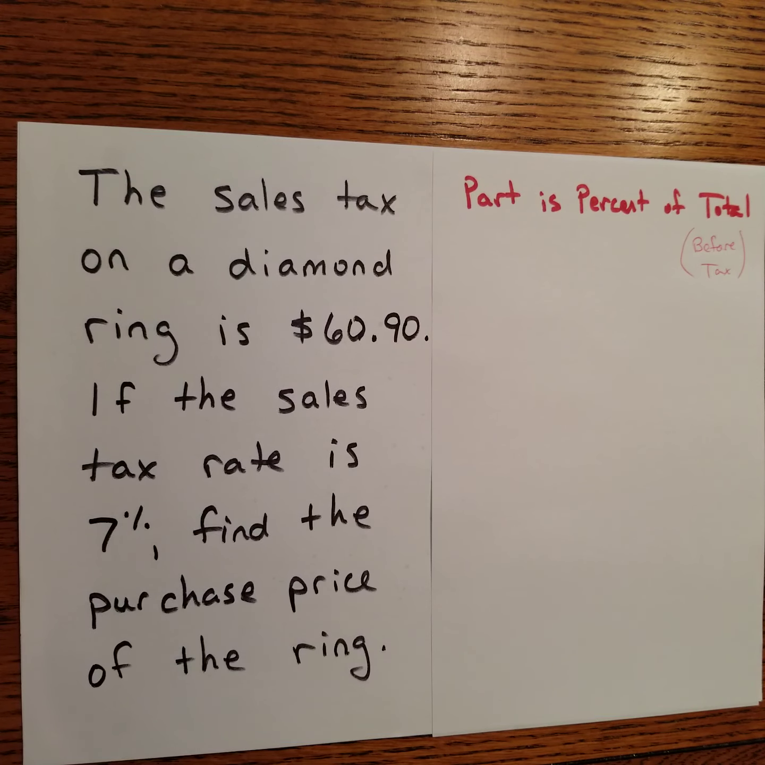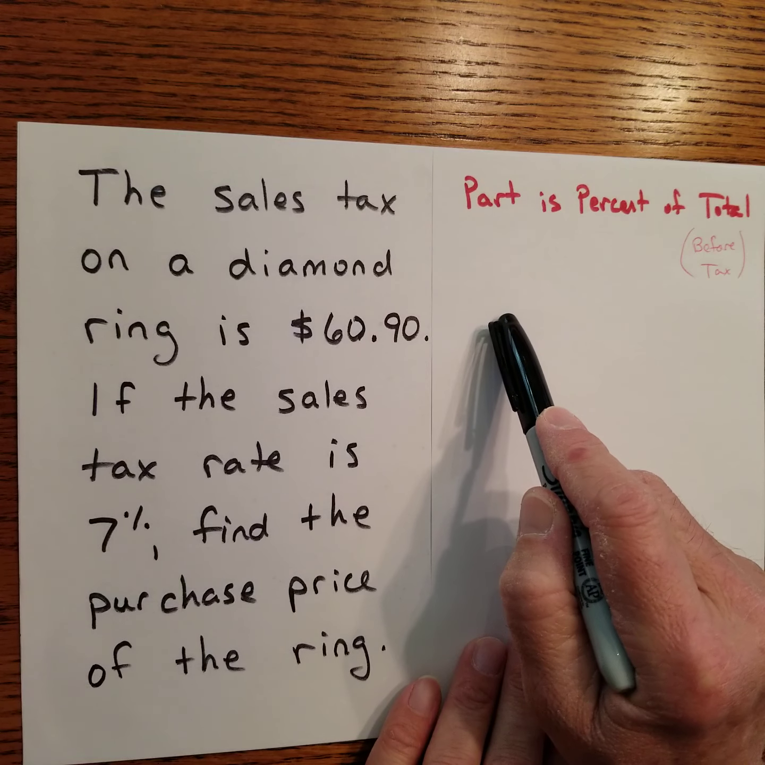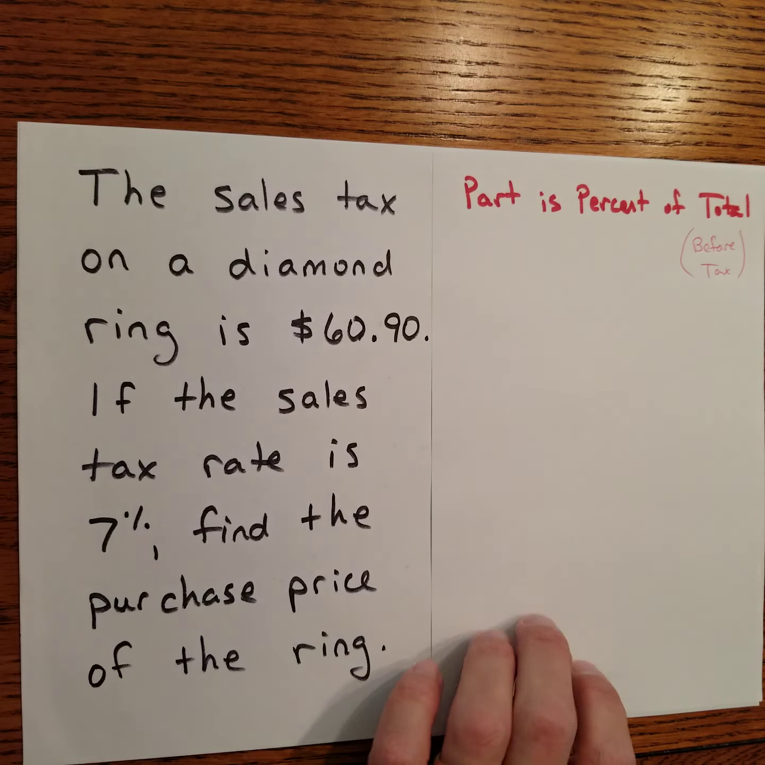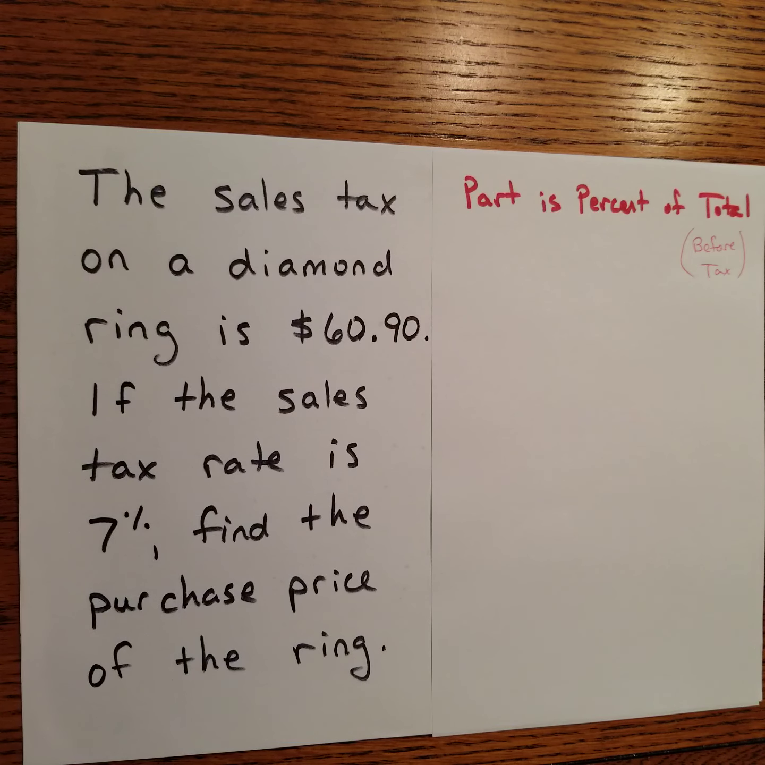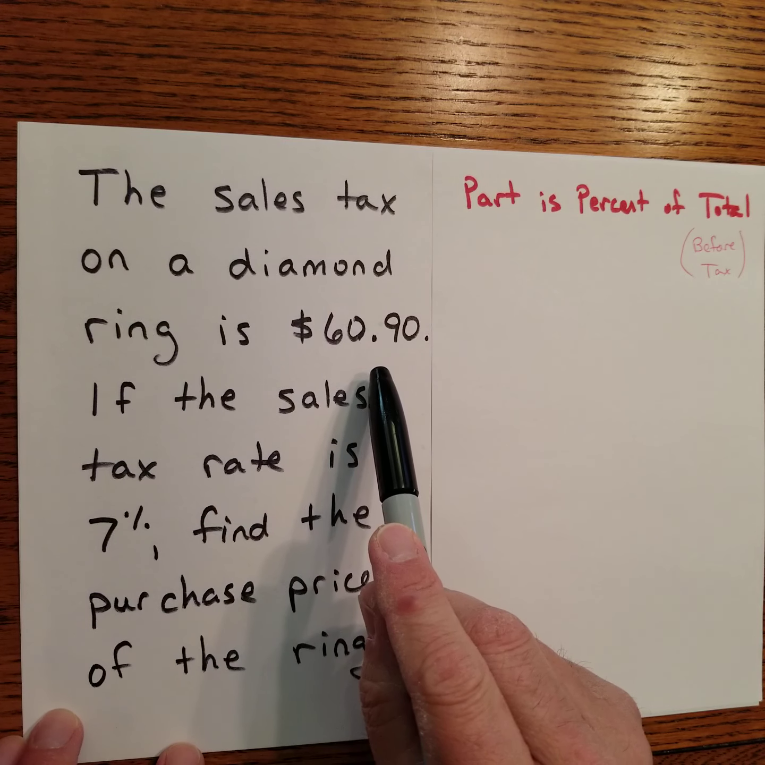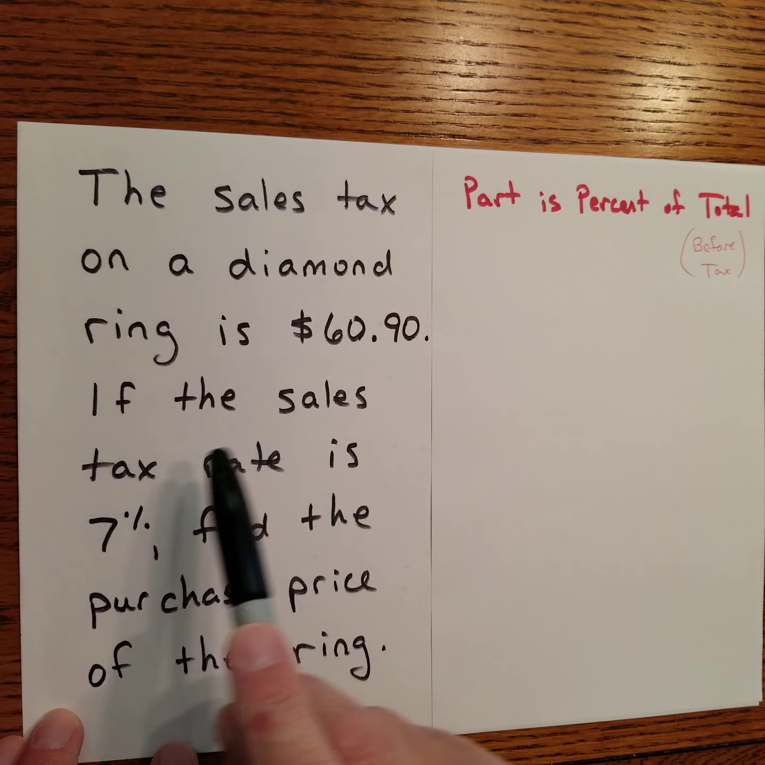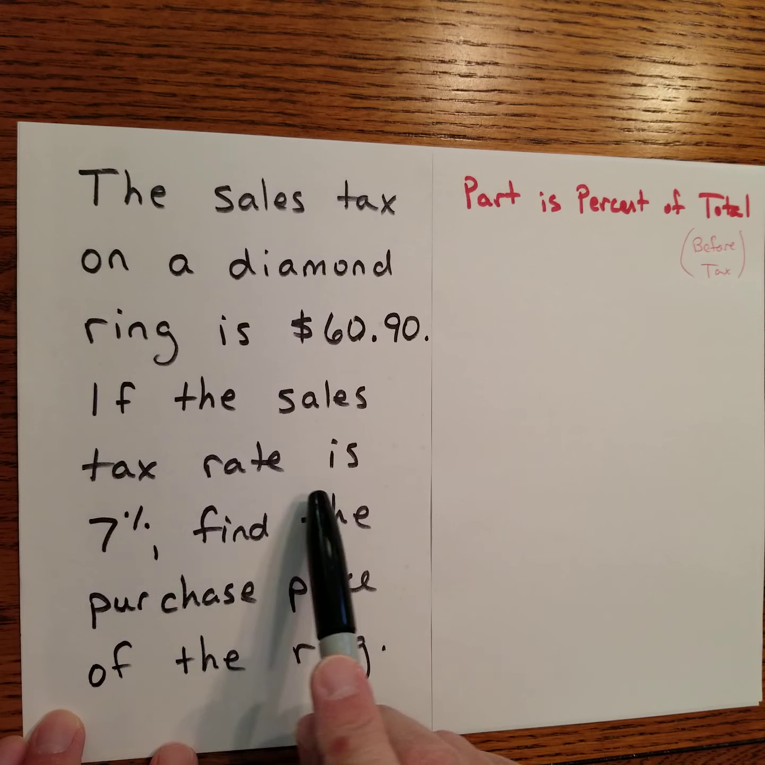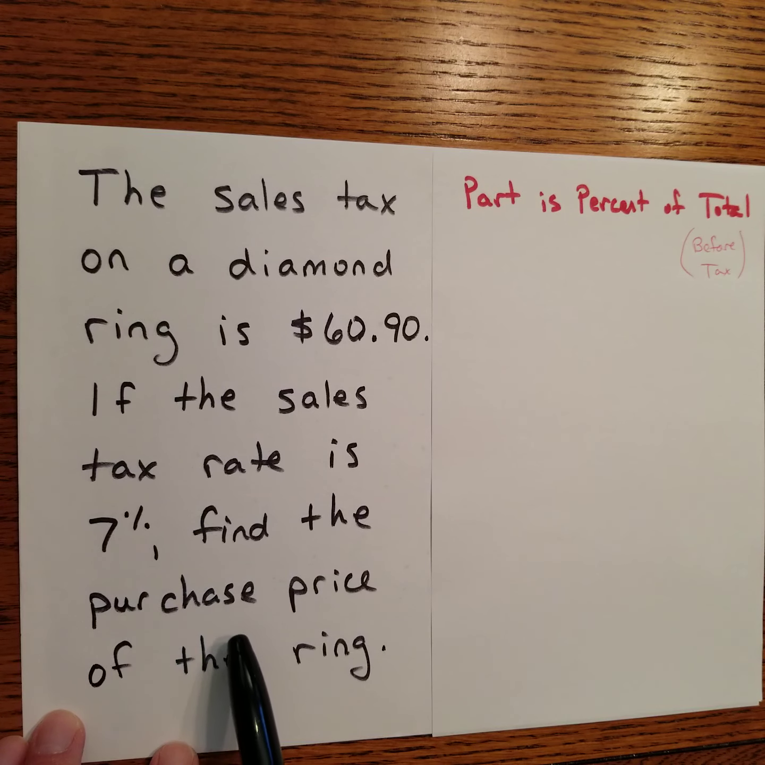In this last example, this one's a little backwards. It's going to start with the sales tax, and we end with the cost of the item. Pause the video, read the problem through carefully, and then start the video back up and we'll work it together. The sales tax on a diamond ring is $60.90. If the sales tax rate is 7%, find the purchase price of the ring.